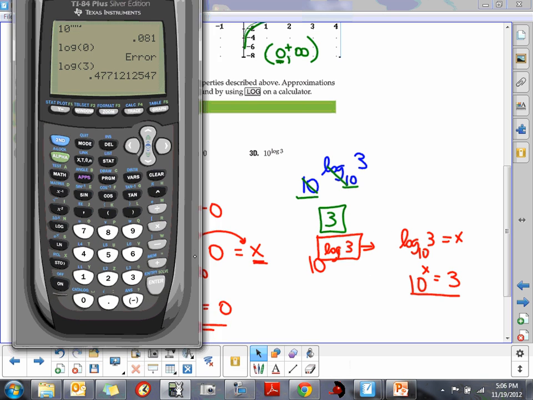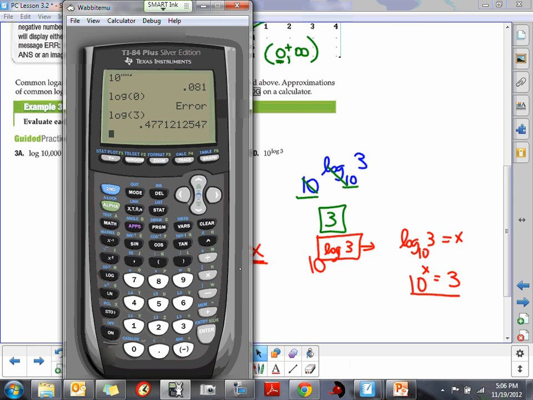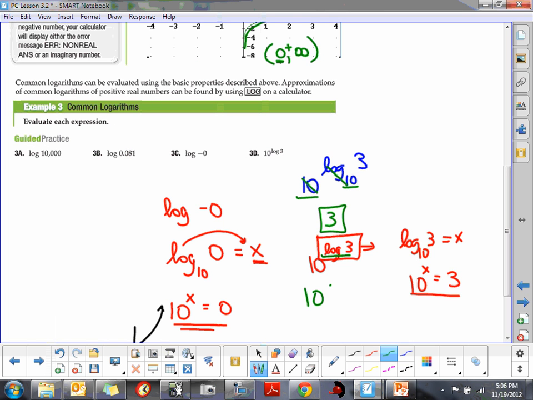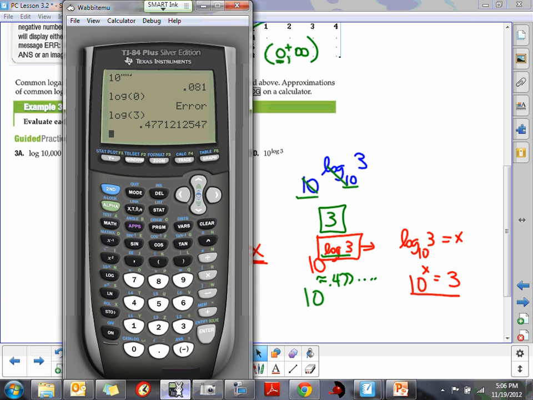So now let's take a look. We've gotten this exponent. It is 0.477 and so on. So this is this 0.477 number approximately. But then I got to turn around and take 10 to that power. So what happens if I take 10 and raise it to that power that we just found in our answer? It better give us right back to 3.